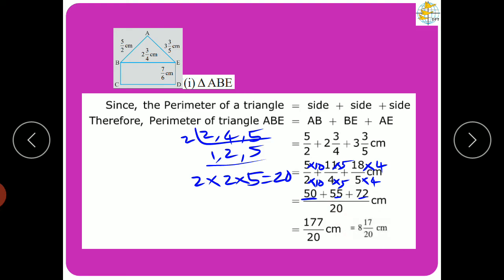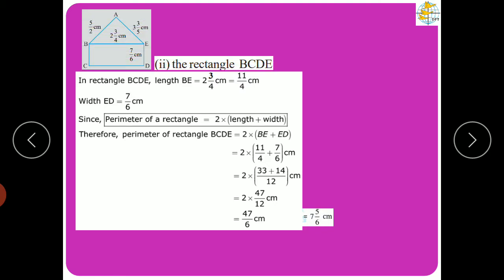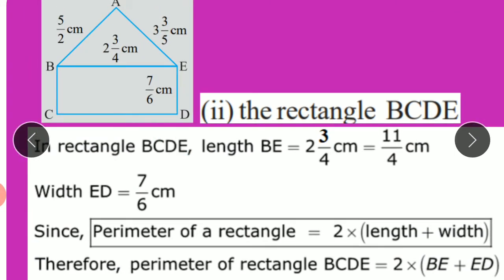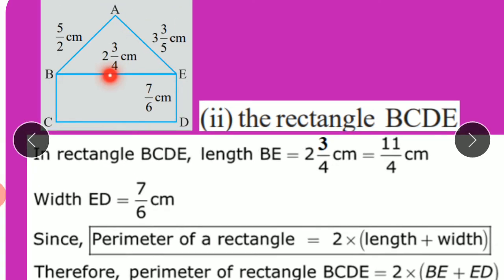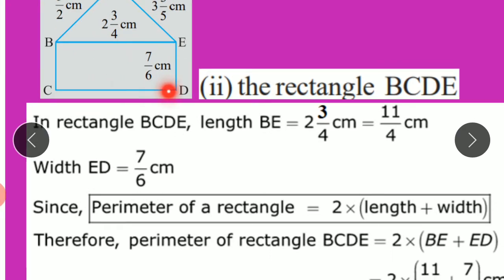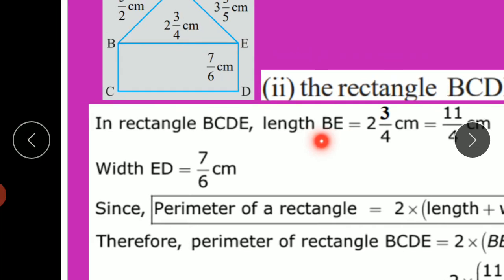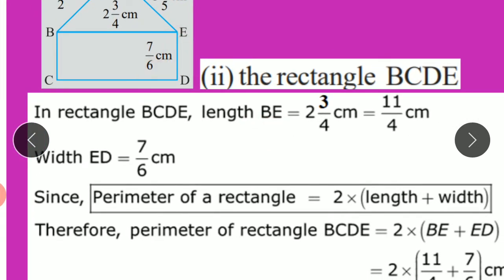So let's see the next question. We have to find the perimeter of rectangle BCDE. Here we are going to apply the formula 2 into length plus breadth. What is the length value? CD or BE, because opposite sides are equal in a rectangle. CD's measure is not there, but BE is also a length. BE measure is 2 and 3/4 centimeter, that is the length. Then the breadth is 7/6 centimeter.